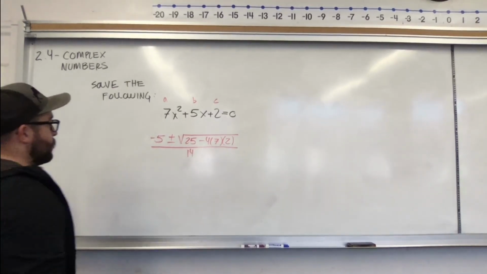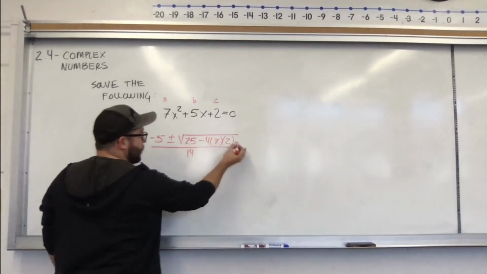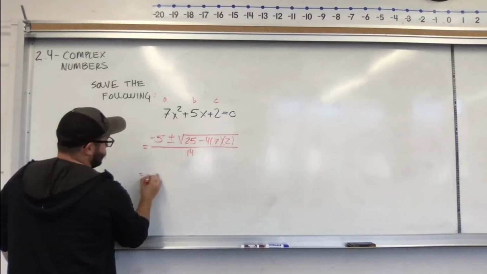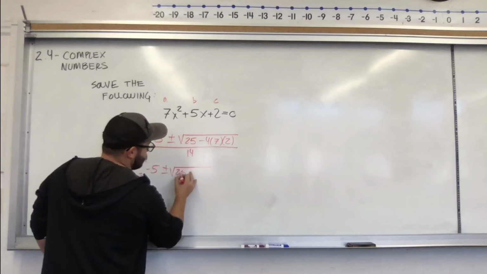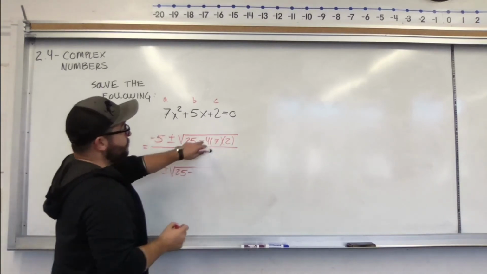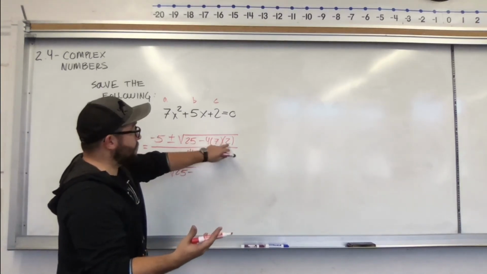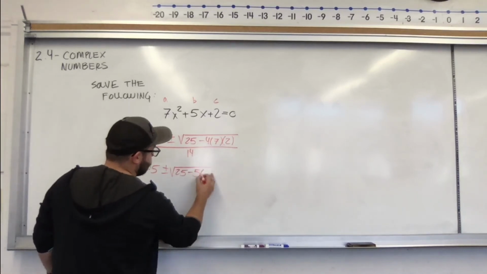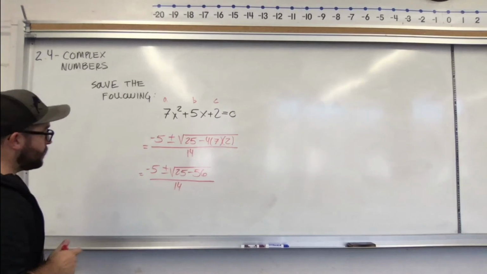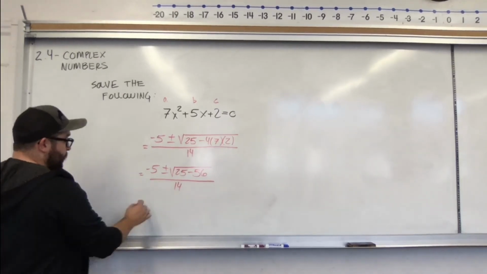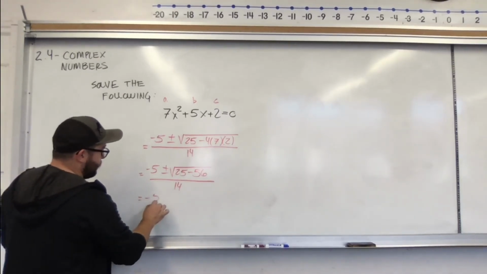Now, like normal, we'd work with simplifying this, right? So we go down, we get negative 5 plus or minus the square root of 25 minus 4 times 7, 28, double it, 56. That whole thing over 14. And we keep going, right? That's typically what we do. And some of us are seeing where we already have an issue, maybe.